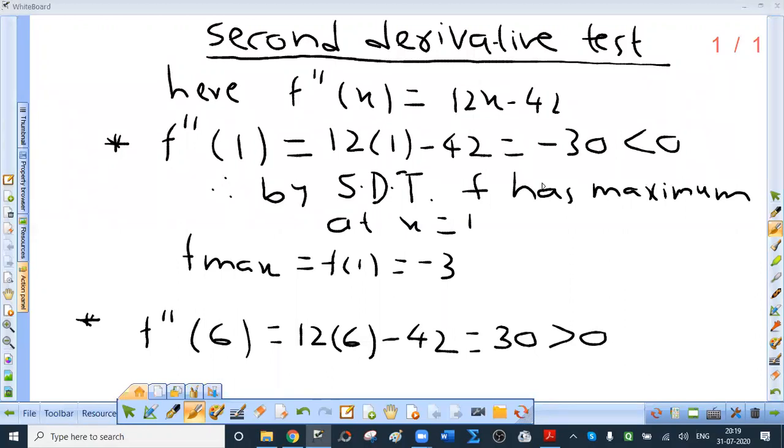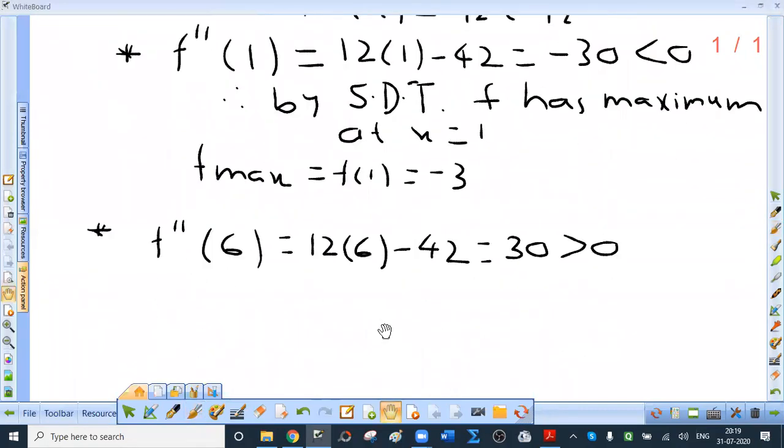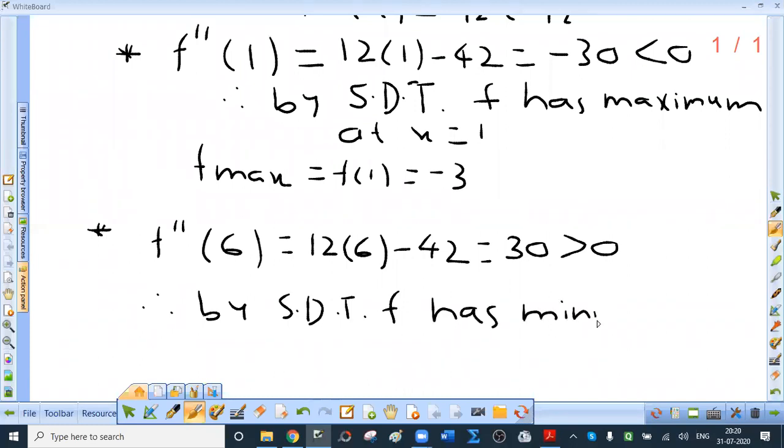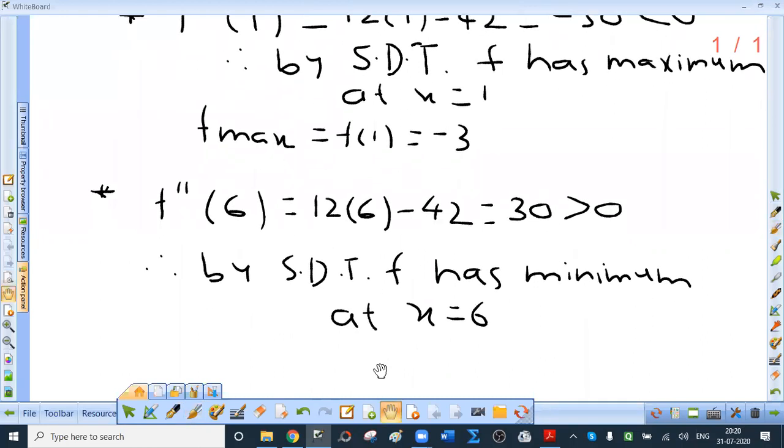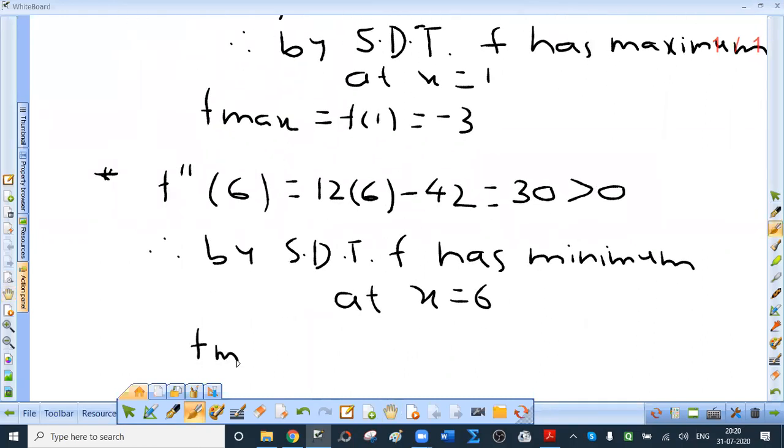Okay, good. Now find out. So you have to say, therefore, by second derivative test, function has minimum at x equal to 6. Okay, find out. In fact, we have already obtained, that is why I am writing it directly. So what is f minimum? See, this is not the value of first derivative or second derivative, it is value of the function. So it is minus 128.